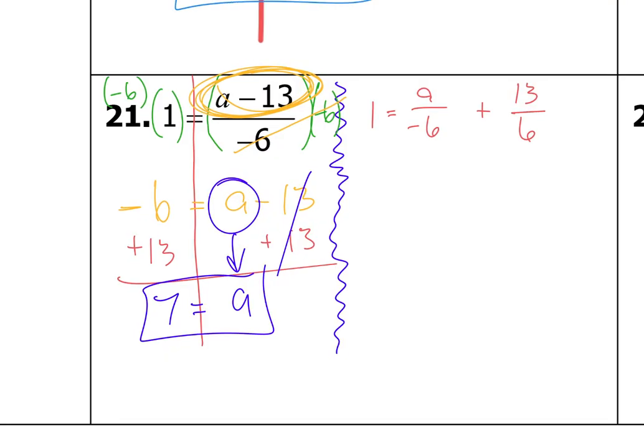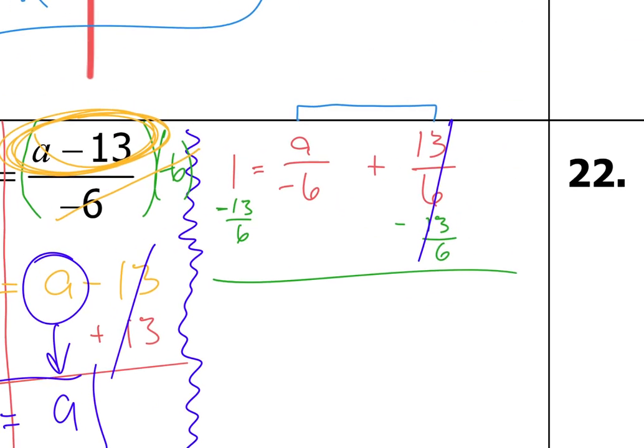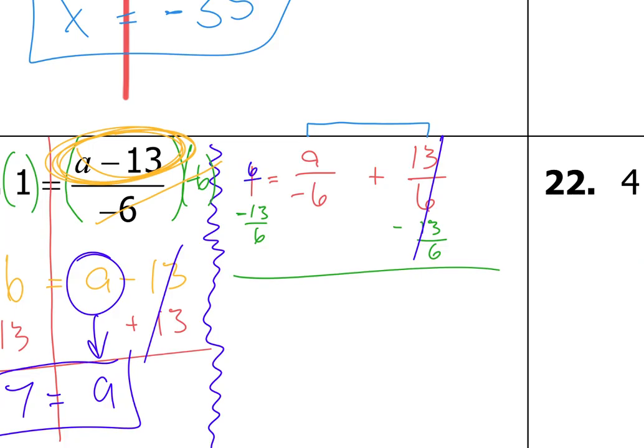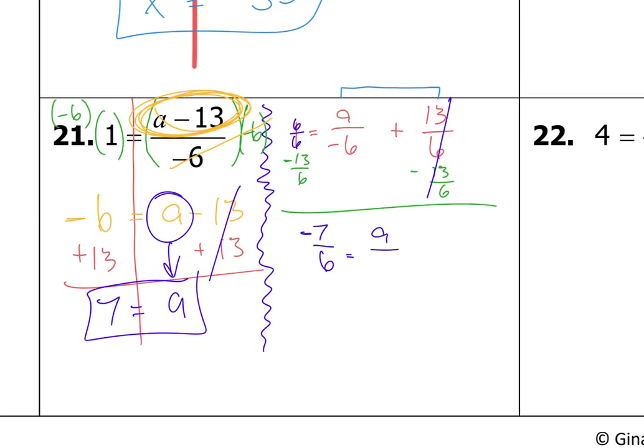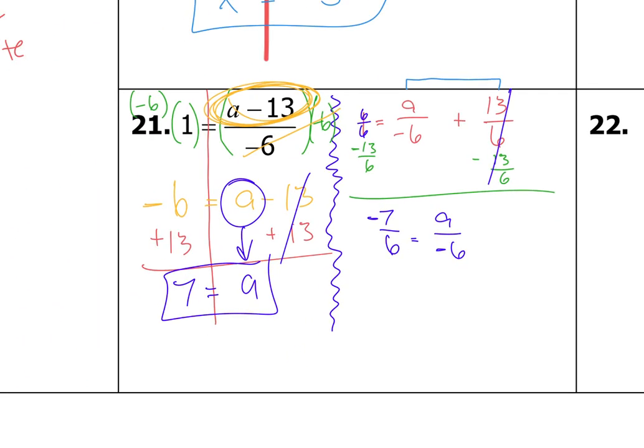Yeah, here we go. So I divided them individually. So now I can go, hey, you know what? I can subtract 13 sixths. Subtract 13 sixths. And what I get is these cancel. And now this 1 right here, it's just easier to make it 6 sixths. And so 6 sixths minus 13 sixths is negative 7 sixths equals A over negative 6. We having fun yet? I am. I sure am.